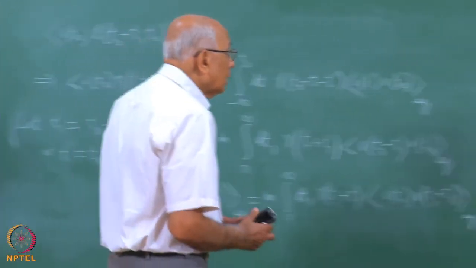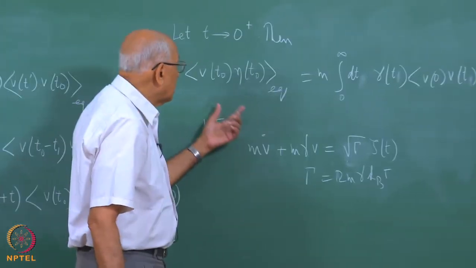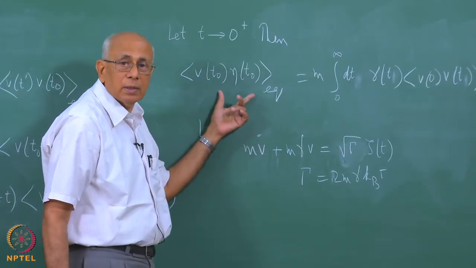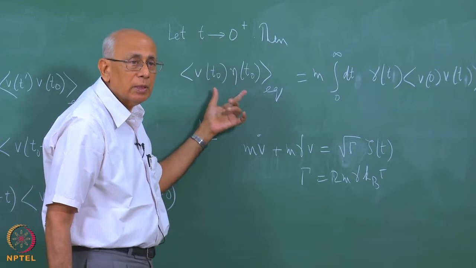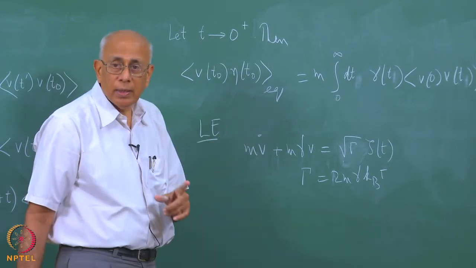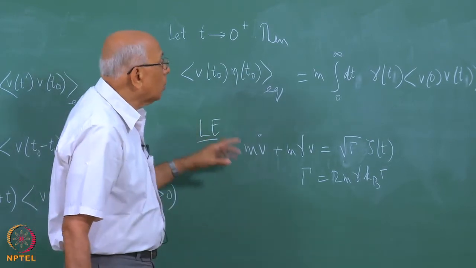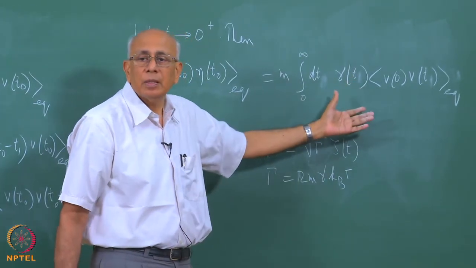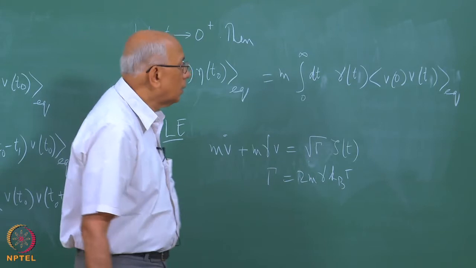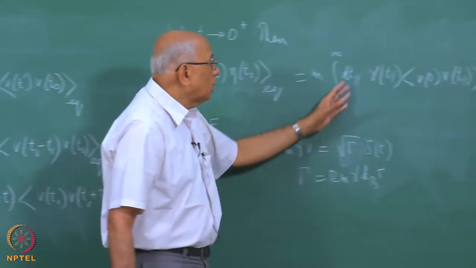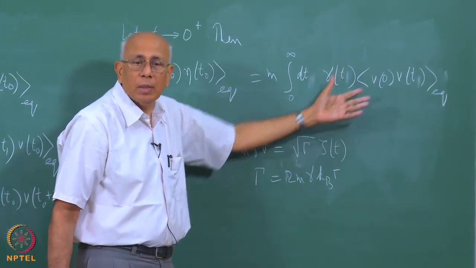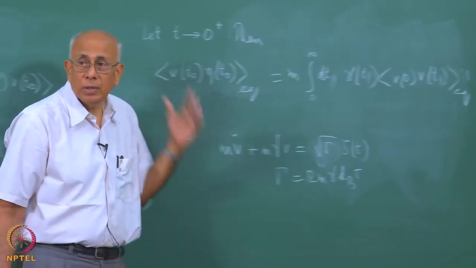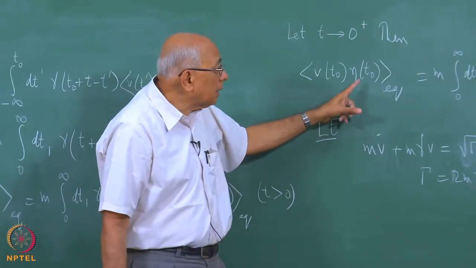So this is a relation which says that the velocity and the so-called random force at the same instant of time are not uncorrelated with each other. The equal time correlation is some integral. This is a number, by the way. This is a pure number, because it's got no dependence on anything, and that's the value of this. In a sense, it's measuring the strength of this.